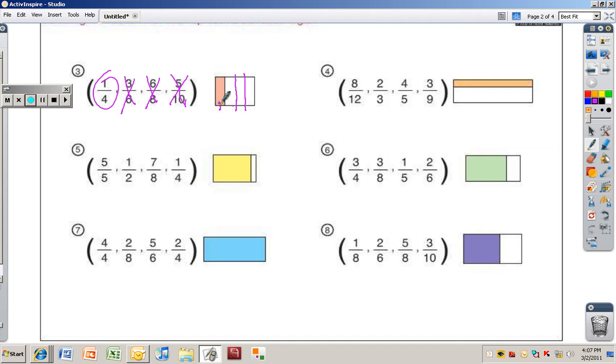Number 4, this piece is pretty small. It's smaller than a half. And this here is larger than a half. That's larger than a half. That's larger than a half. The only one that's smaller than a half is 3/9.